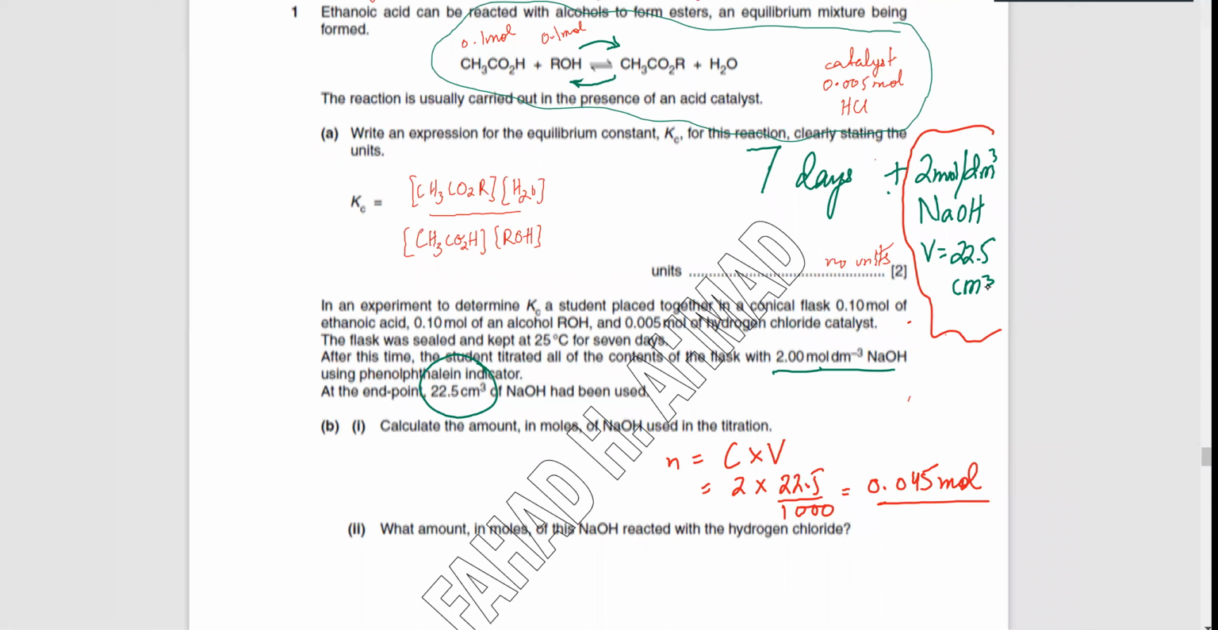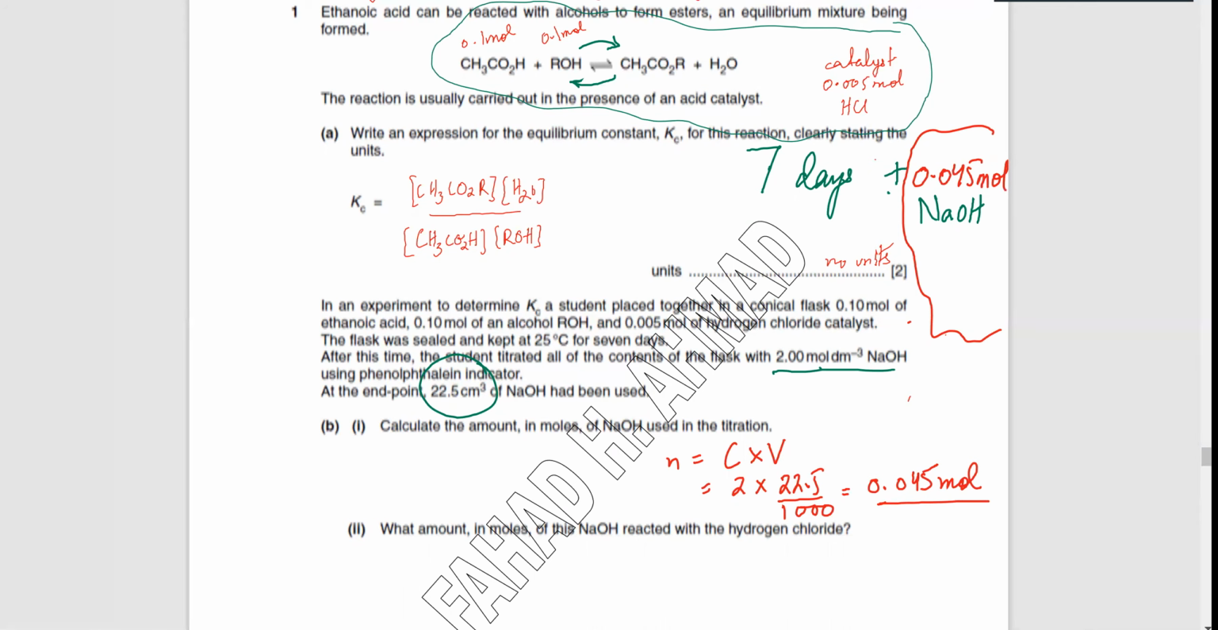So I'm actually going to simplify my working. I'm going to rub off this concentration and just remove the unnecessary things. I'm just interested in moles. How many moles of NaOH did we add? So we added 0.045 moles.